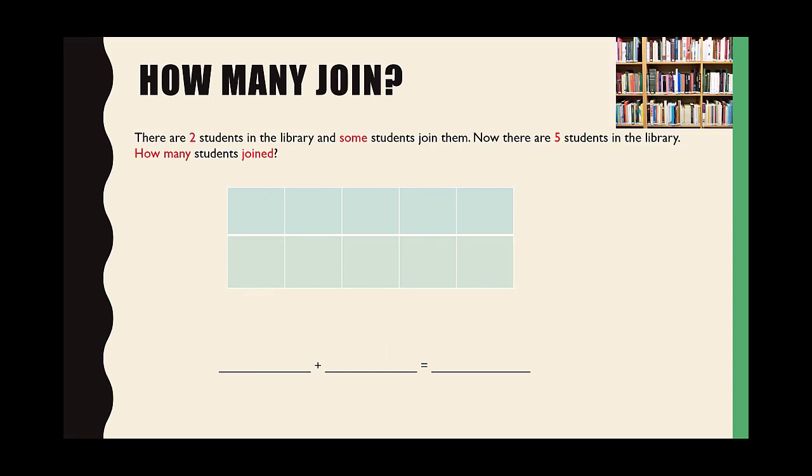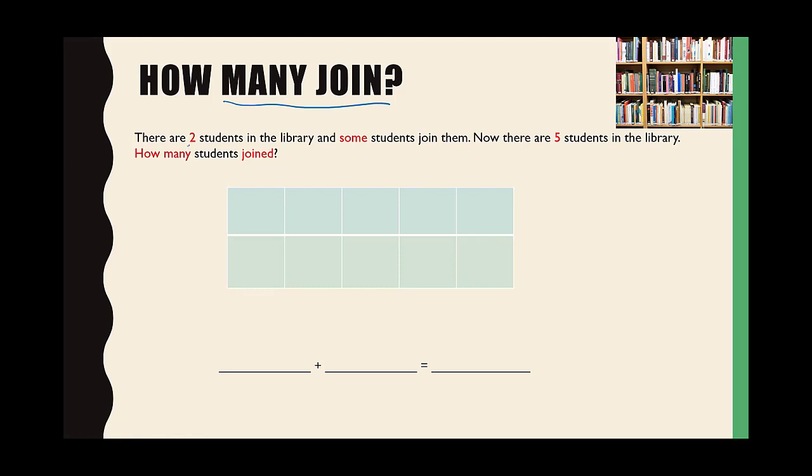Now we're going to go on to a new type of problem, the how many join problem. So in these kinds of problems, we start with a number, and then we have some other amount join. And then we end up with how many we have in all. So let's look at our problem.